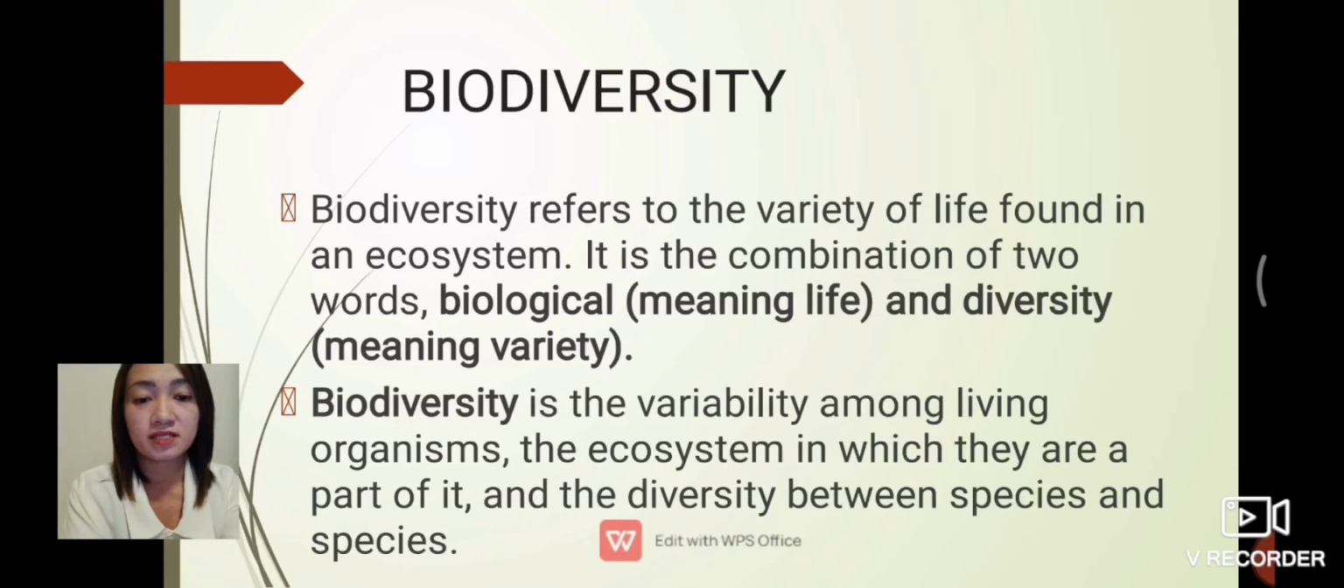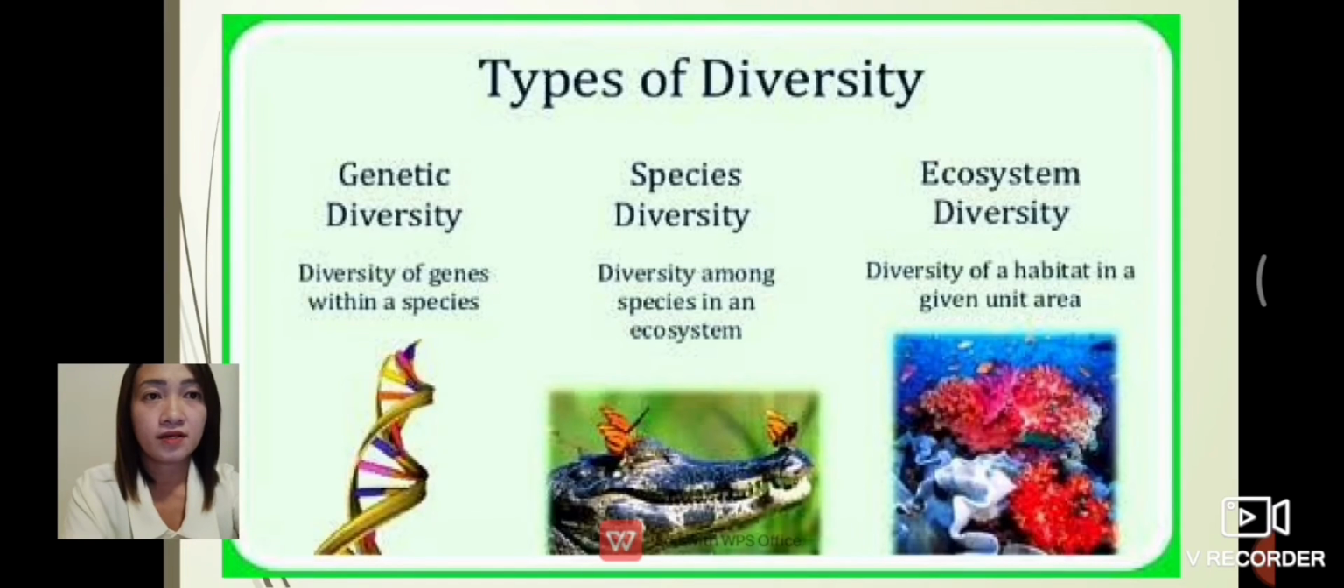Biodiversity is a complex term that includes not only the variety of different animals, but also the difference between animals of the same species and between the ecosystem. There are three types of diversity: the genetic diversity, species diversity, and ecosystem diversity.